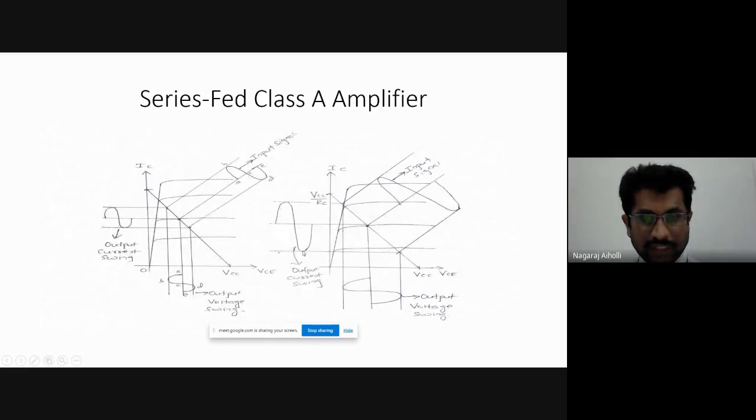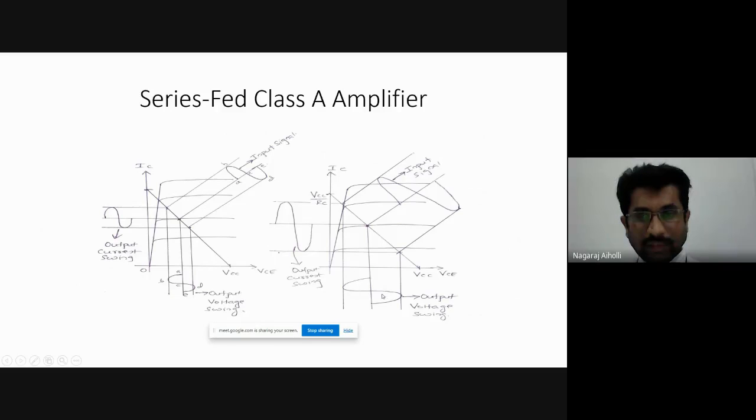Now, if I consider this collector current waveform, the maximum limit that it can change with the changing input signal is from 0 to VCC by RL, or from 0 to VCC by RC. Correct? That is the maximum. So the minimum value of the collector current IC minimum is 0. The maximum value is VCC by RC or VCC by RL. That is the maximum for the collector current.